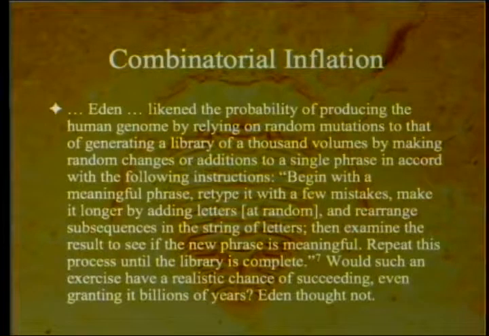Eden likened the probability of producing the human genome by relying on random mutations to that of generating a library of 1,000 volumes by making random changes or additions to a single phrase in accord with the following instructions. Begin with a meaningful phrase, retype it with a few mistakes, make it longer by adding letters at random, and rearrange subsequences in the string of letters, then examine the result to see if the new phrase is meaningful. Repeat this process until the library is complete. Well, I don't think that'll work. Would such an exercise have a realistic chance of succeeding, even granting it billions of years? Eden thought not.